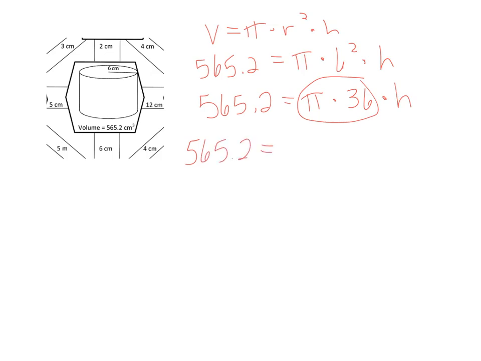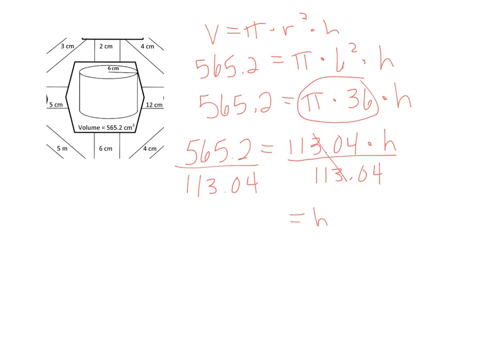So 565.2 is equal to 113.04 times the height. And now we're going to do the inverse. So instead of multiplying by 113.04, we're going to divide by 113.04 on both sides. It's going to leave me h on the right. 565.2 divided by 113.04 gives me 5. And our label would be centimeters. So 5 centimeters means we're going over to the left.